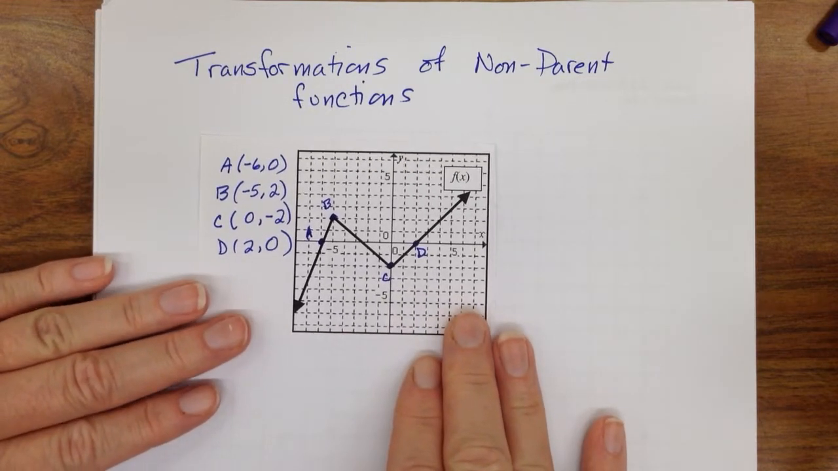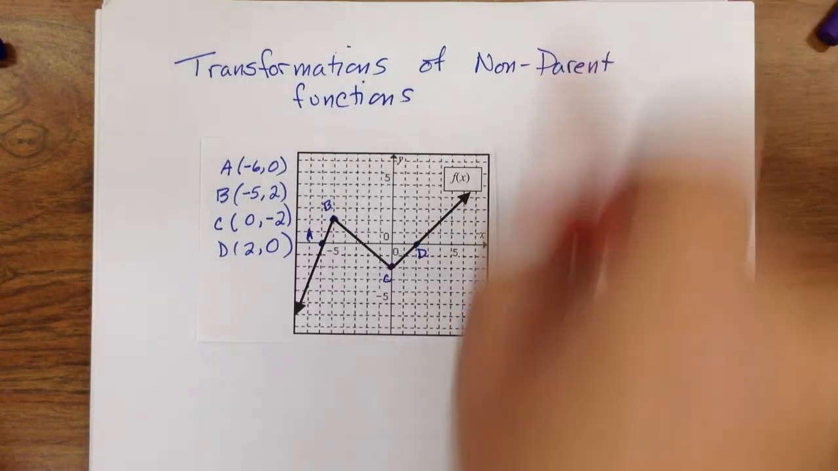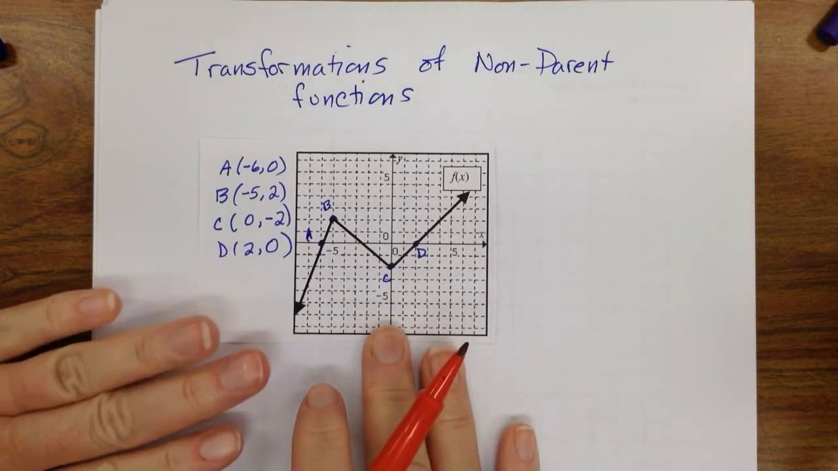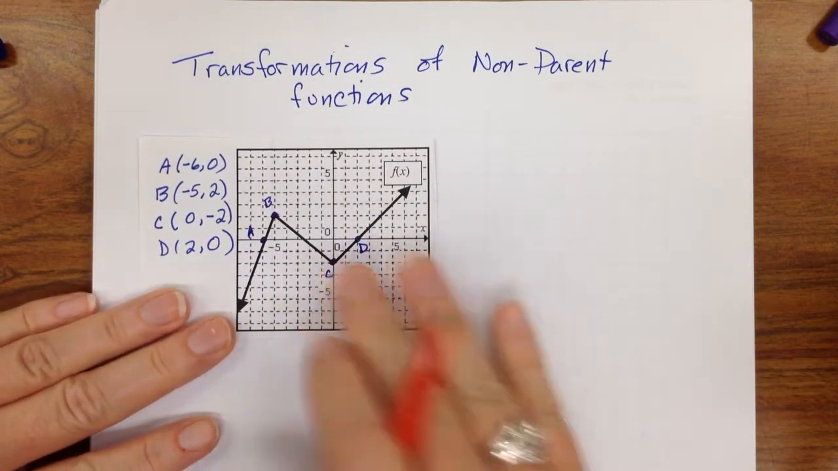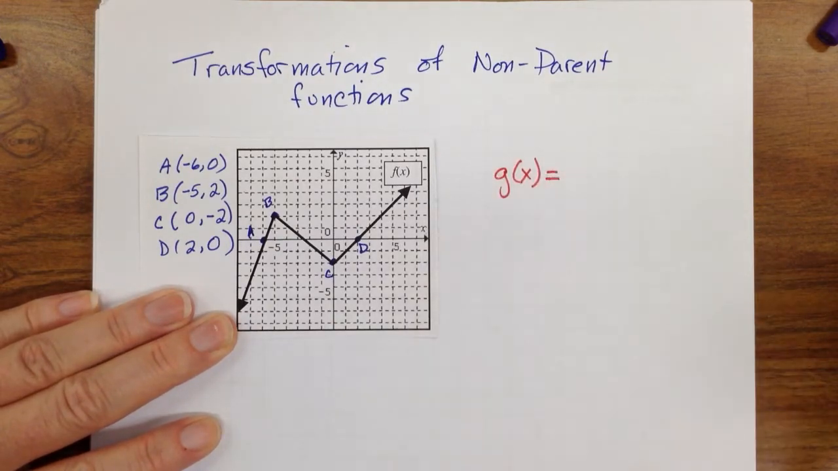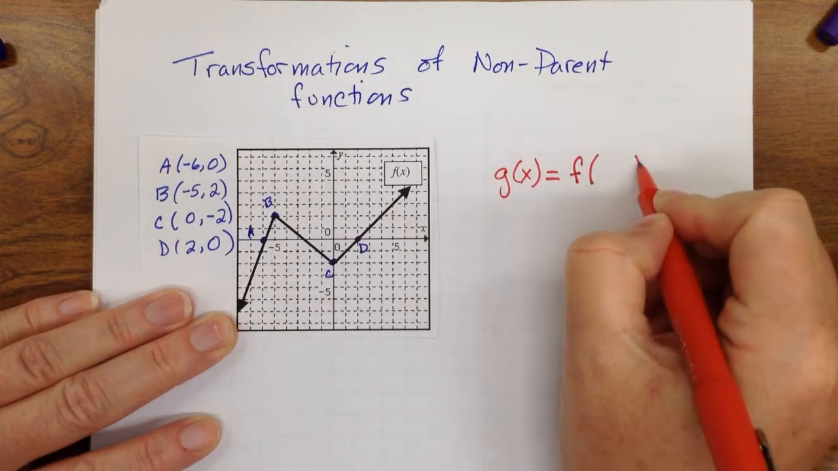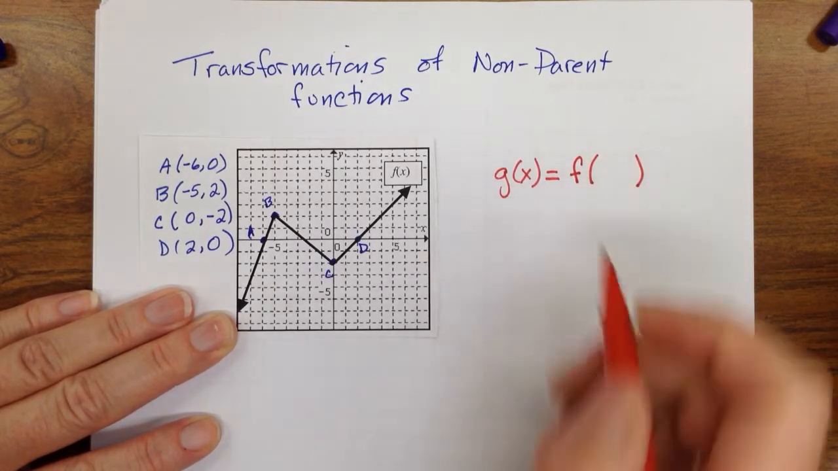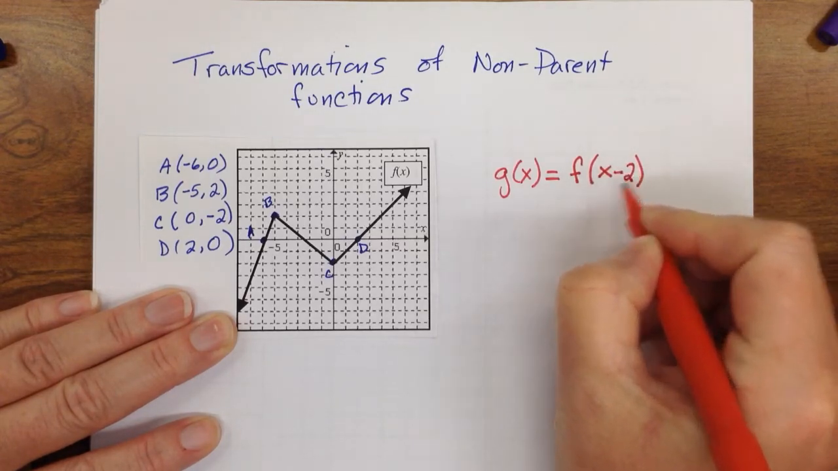But our job is actually to figure out what some new functions would look like, functions that are transformations of this function. All right, so let's take a look here. Our first one that we're going to look at is going to be g of x. And here's how I'm going to define g of x. It is going to be the f function, but inside of here, not just plain x. Now I'm putting in x minus 2.